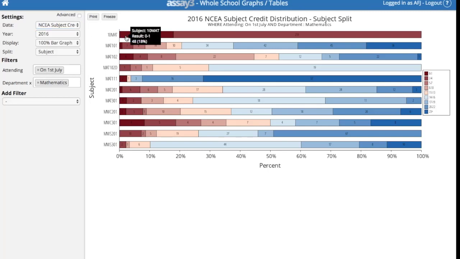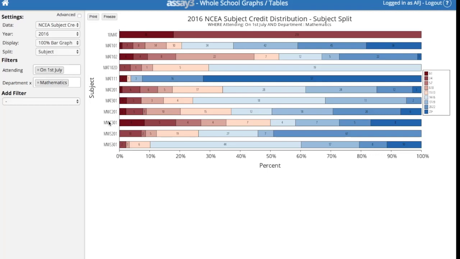We can see that our Year 10 Maths students, who just do one standard, are all red because all of them have got less than 14 credits. We can also see our Maths 111 course, there's only 3 students here that didn't get the 14 or more credits. The other courses that really stand out are the Maths 102 course, which is our alternative level 2 maths course, and our Maths with Calc 301 course.